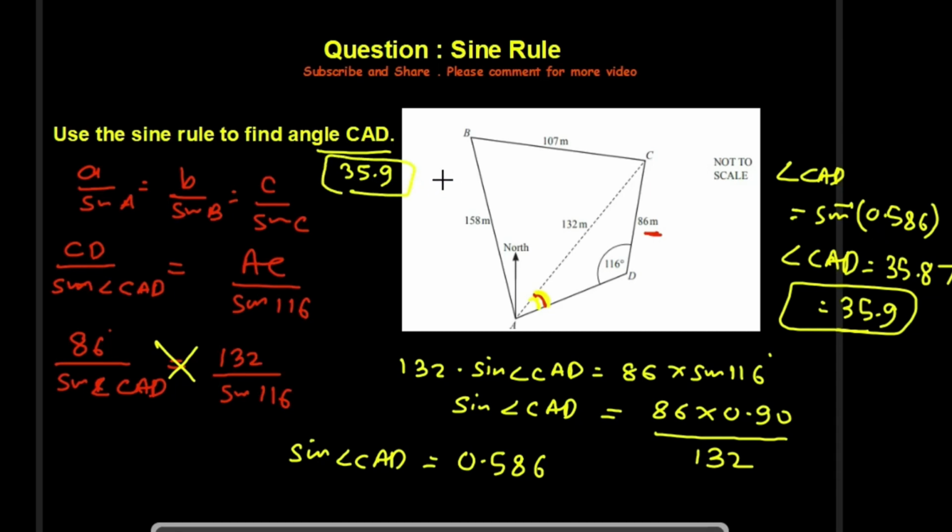So this is how we can use the sine rule to solve any question. If you have any other question, please share with me. I will try to solve it and make a video on that.